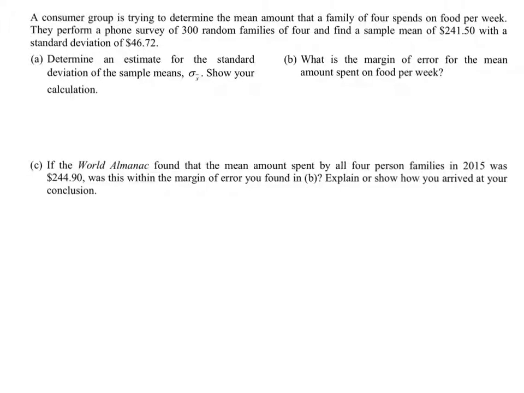It says a consumer group is trying to determine the mean amount that a family of 4 spends on food per week. They perform a survey of 300 random families of 4 and find a sample mean of 241.50 and a standard deviation of 46.72. So those three numbers are really important. So the 300, this is our n. This is how many families were sampled. Here they're giving us the x bar.